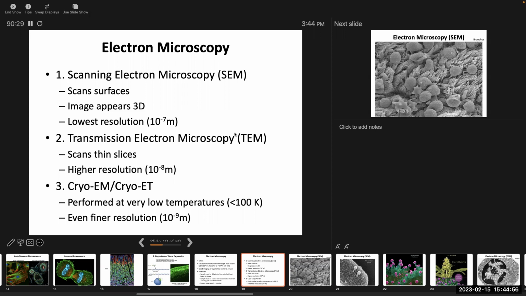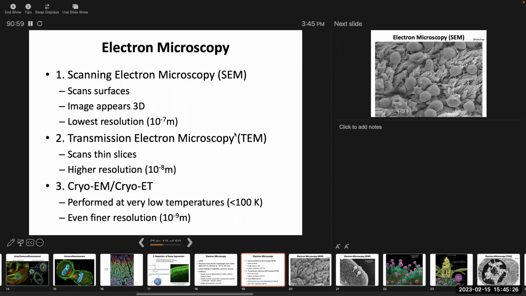SEM does not have the best resolution, though. You can't see things that are super tiny. The resolution of SEM usually goes down to about 10 to the minus 7 meters, which is the same as light microscopy. So SEM won't let you see things that are any smaller than you could already see with a light microscope. But it does have the advantage of being able to see things as an actual three-dimensional image, which is really cool. It's a great reference for illustrations if you're trying to illustrate the 3D structure of a cell or a tissue or something like that.